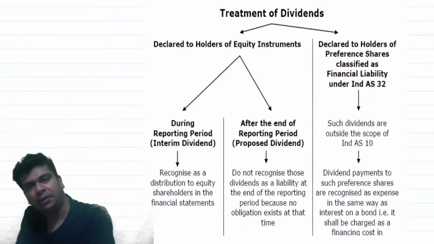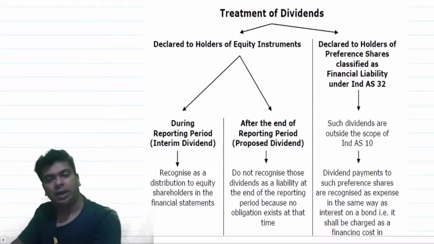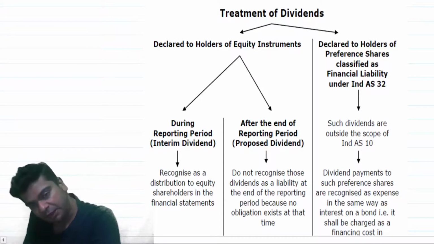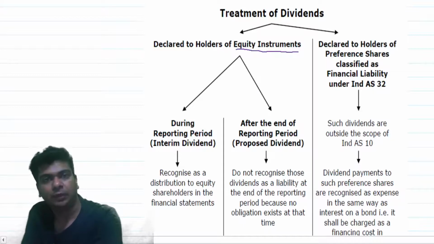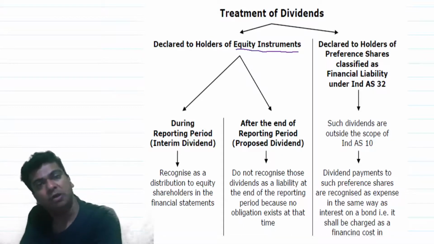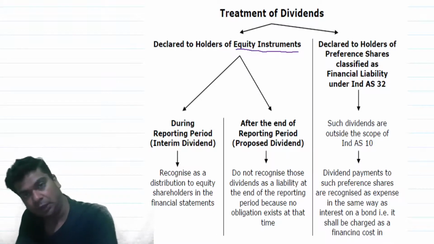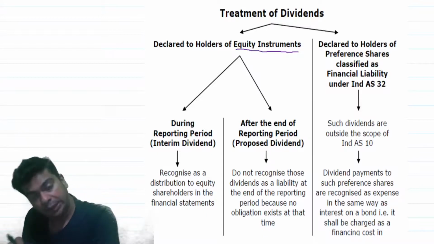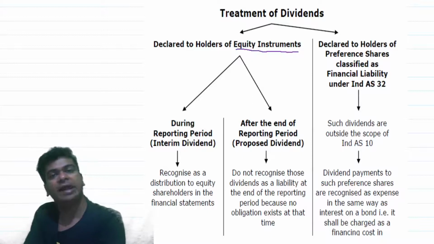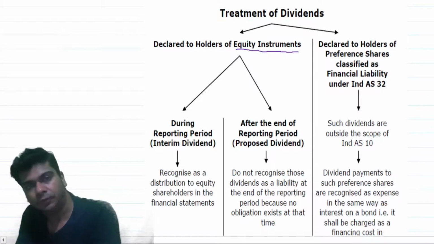Let us understand the treatment of dividends as per Ind AS 10. There are two possibilities over here. The first is that dividend is declared to holders of equity instruments. We are not using the words "declared to holders of equity shares" over here. We say equity instruments. Its meaning has to be understood in context of the Ind AS relating to financial instruments, Ind AS 32 especially, presentation.